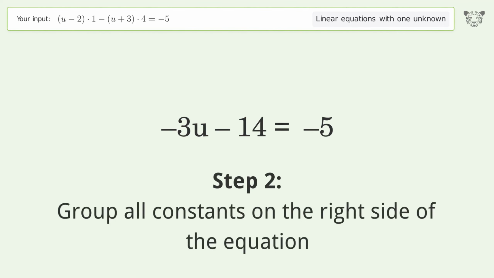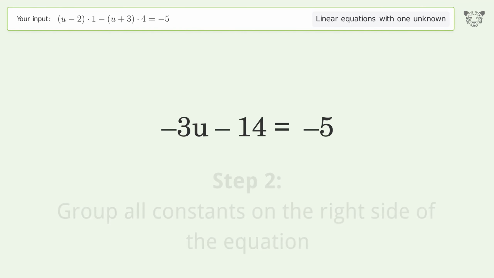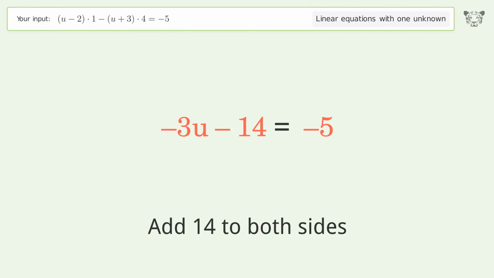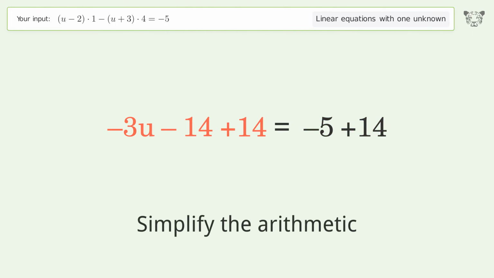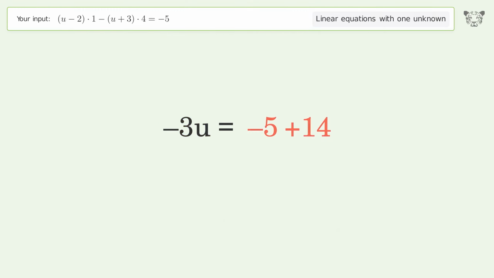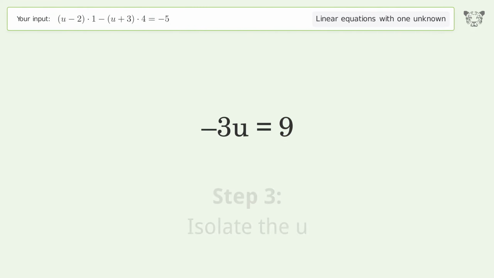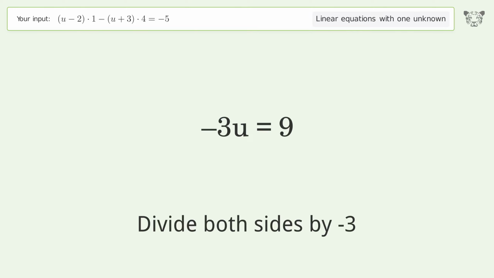Group all constants on the right side of the equation. Add 14 to both sides. Simplify the arithmetic. Isolate the u. Divide both sides by -3.